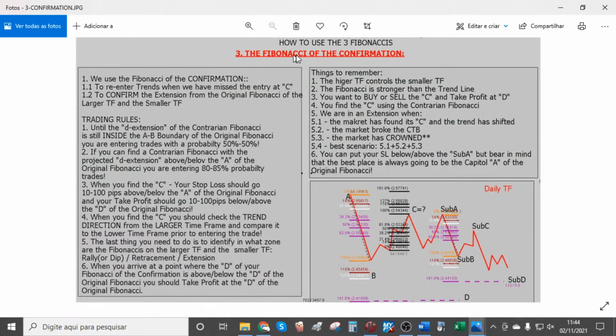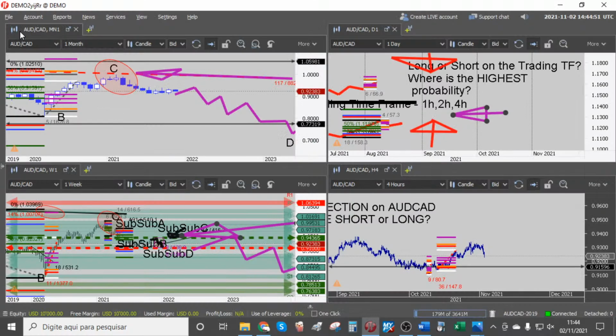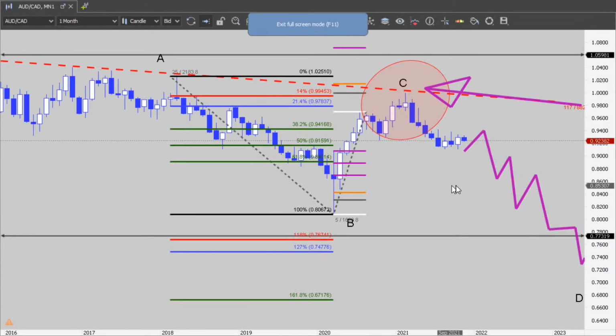Then we have the Fibonacci of the confirmation, everybody. We use the Fibonacci of the confirmation to re-enter trends when we have missed the entry at the C and to confirm the extension from the original Fibonacci, meaning we need to be positioned in the correct way. Now this is theory, talking about the live charts.